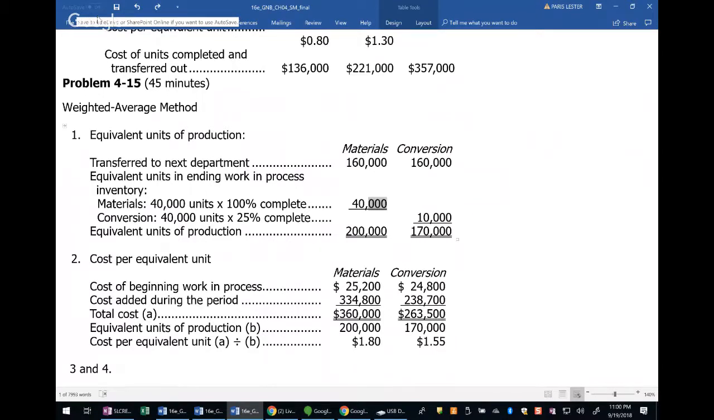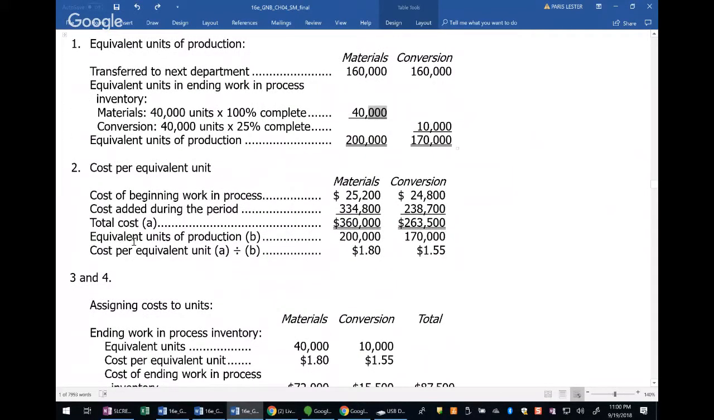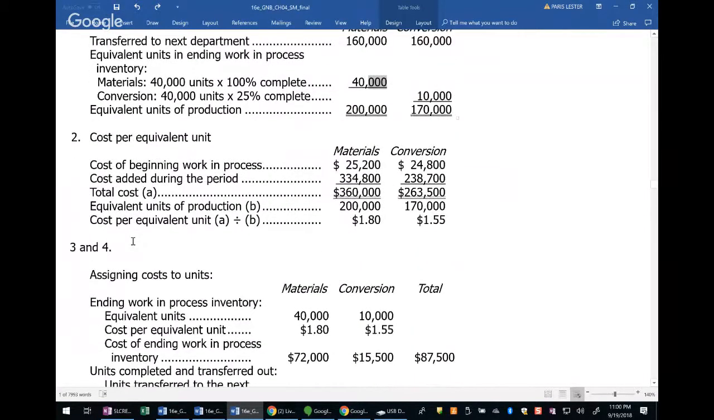You can't just say 40,000, that's equivalent units. You got to multiply that by $1.80. Then you got to multiply 10,000 times $1.55. All right, and here's what you get. You multiply 40,000 times $1.80 and 10,000 times $1.25, and total cost is $87.5 for the month. That's a 30-second problem.